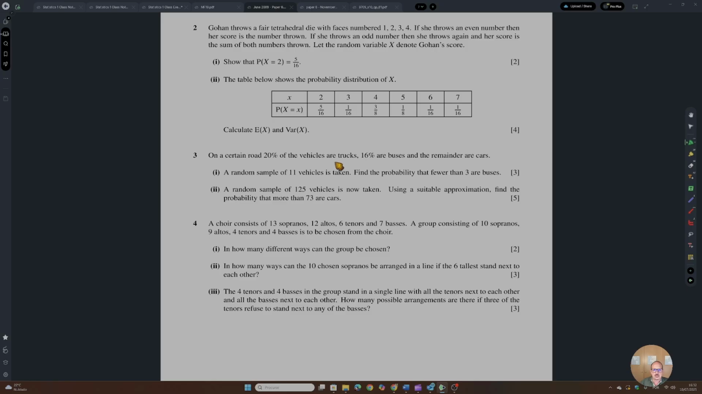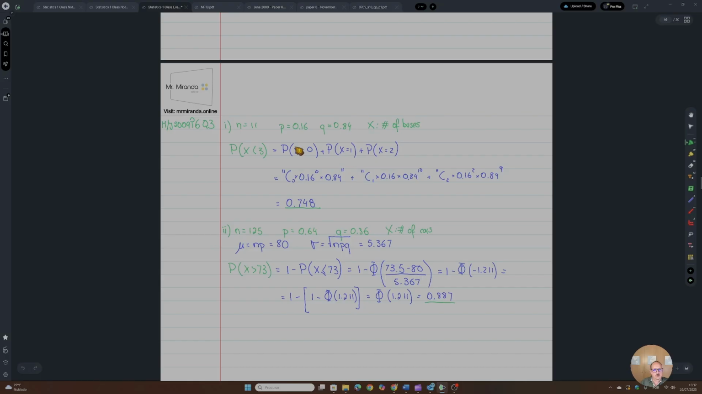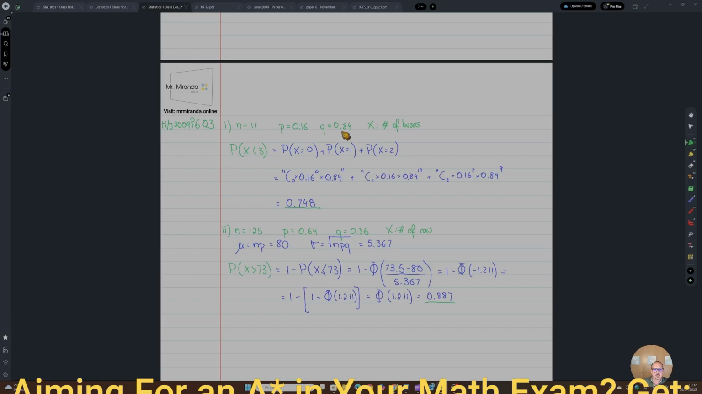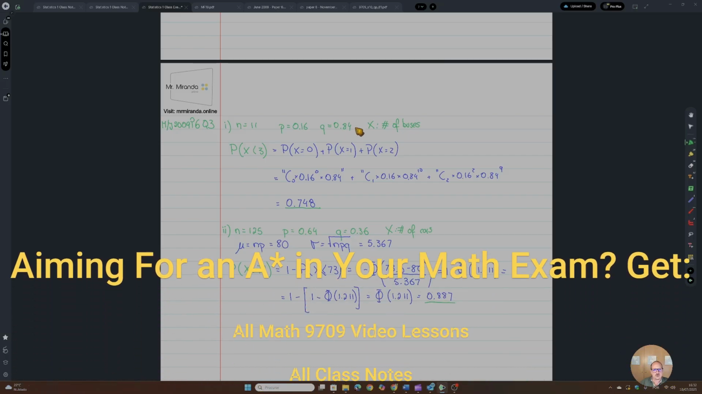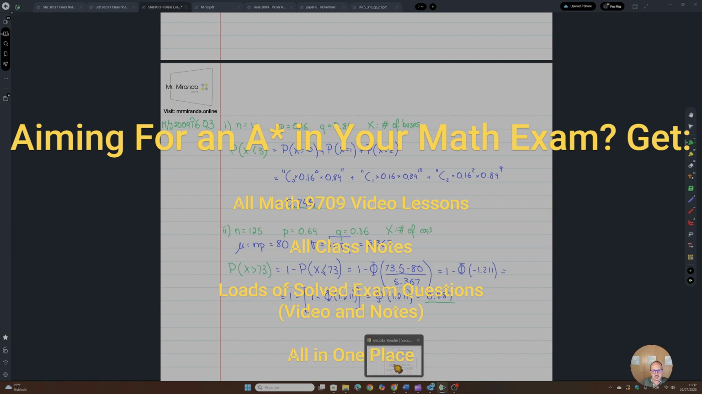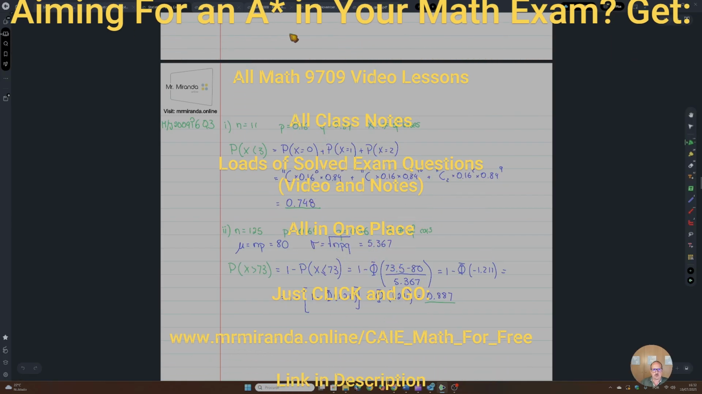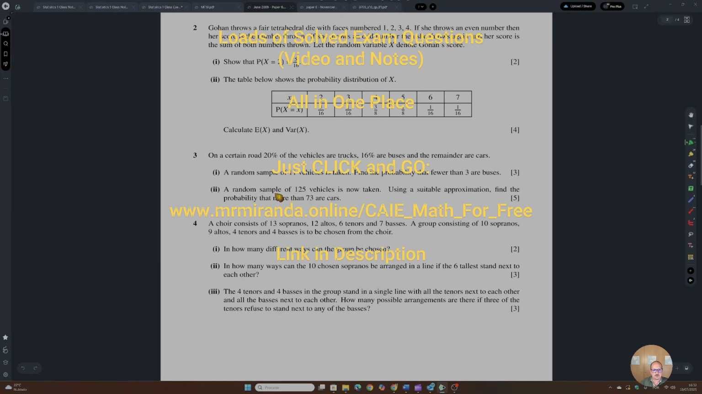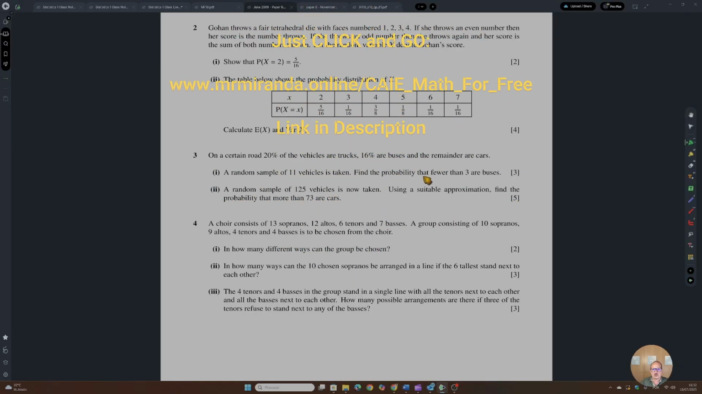Now, obviously, this is used with the binomial distribution. Here you have the number of buses, x. The random variable x is the number of buses. The probability of finding a bus is 0.16, meaning that the probability that it is not a bus is 0.84. You want the probability that fewer than 3 vehicles are buses.